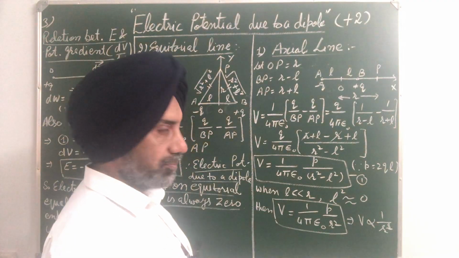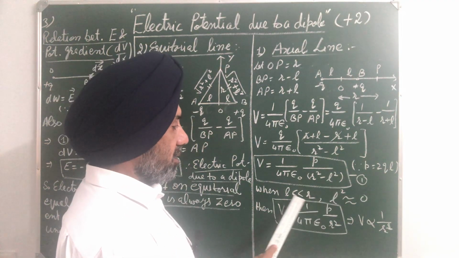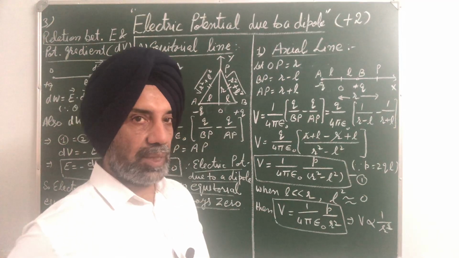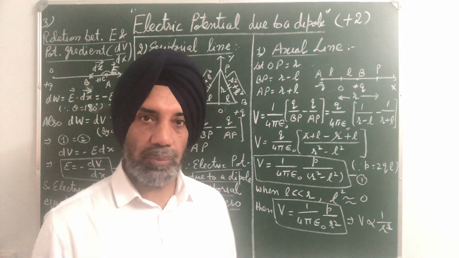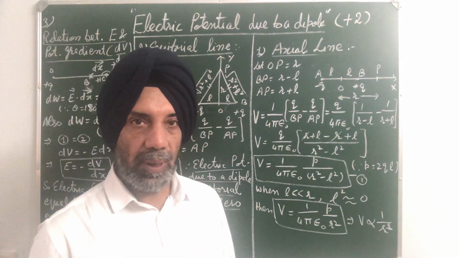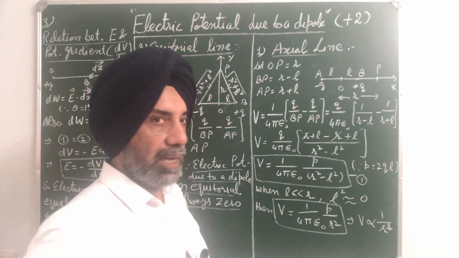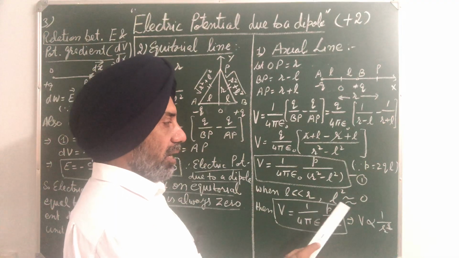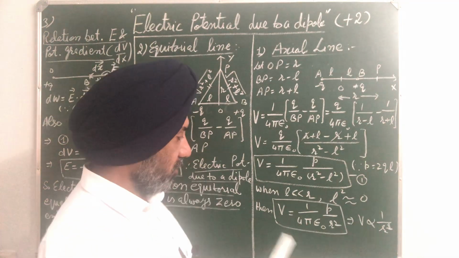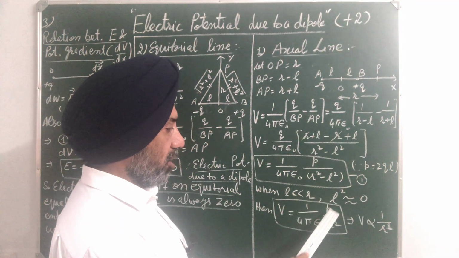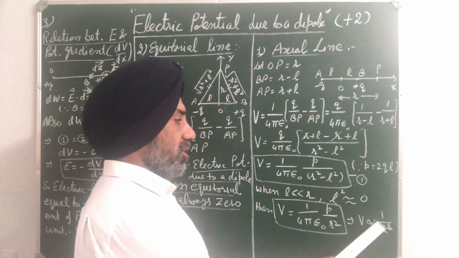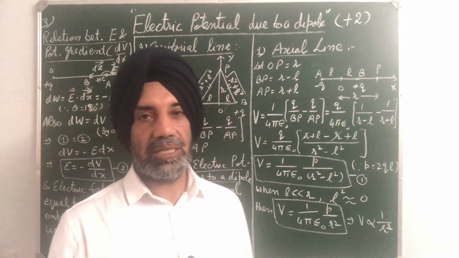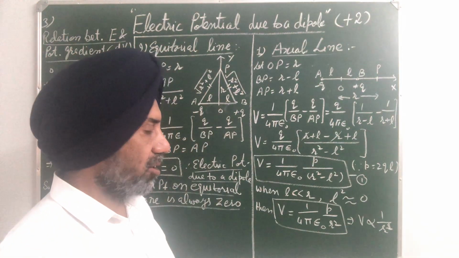Very simple. When L square is negligible, as L is much less than R, that is, when the point is far away from the center of the dipole, and for a short dipole, L square can be neglected. Then V comes out to be 1 upon 4 pi epsilon naught P upon R square. It means the electric potential due to a dipole is inversely proportional to the square of the distance of the point from the center of the dipole.